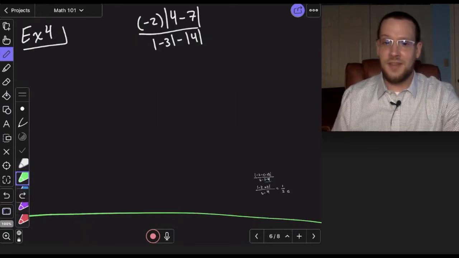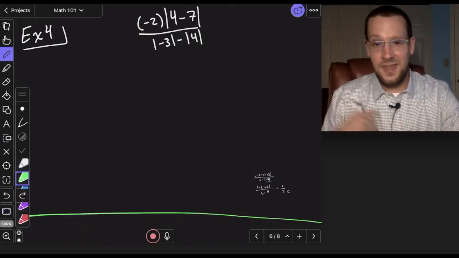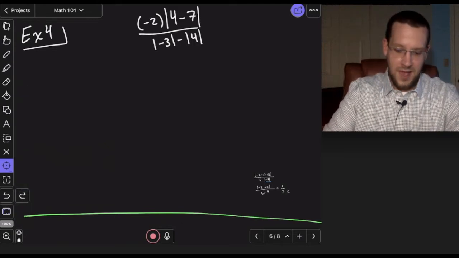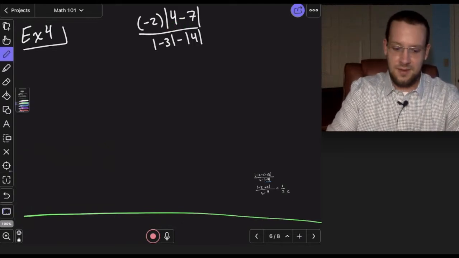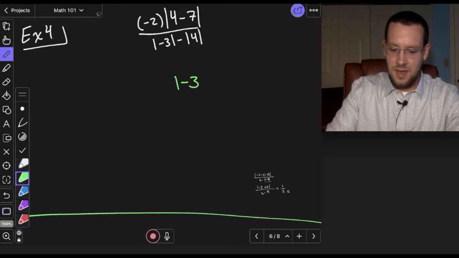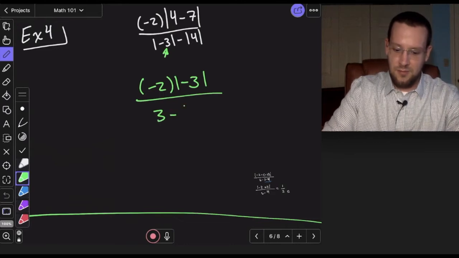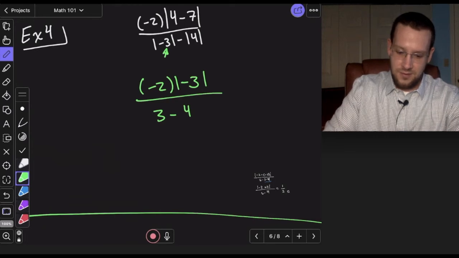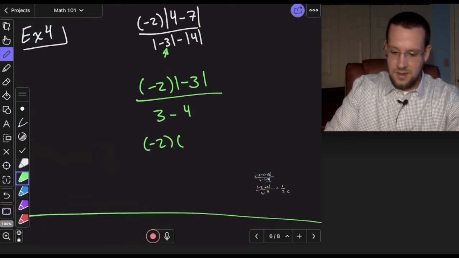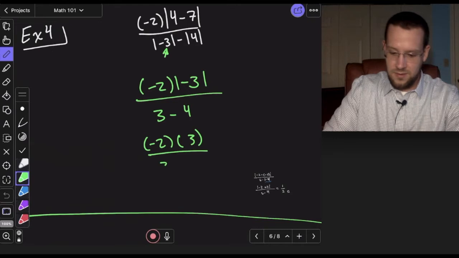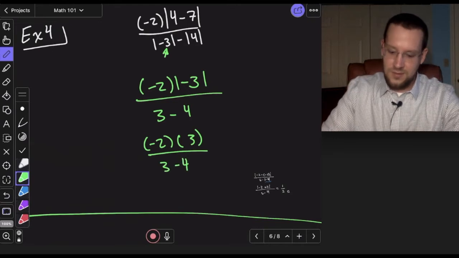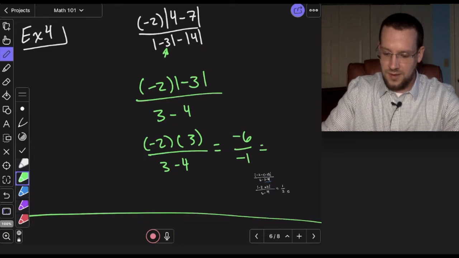So let's take a look at this next example. What I want to do here is work within the absolute value first. So up top, I want to work with the 4 minus 7. So 4 minus 7 is going to be -3. Absolute value times that -2 over absolute value of -3 is just 3, minus the absolute value of 4 is just 4. So this is -2 times 3 over 3 minus 4. -6 over -1, so this is 6.